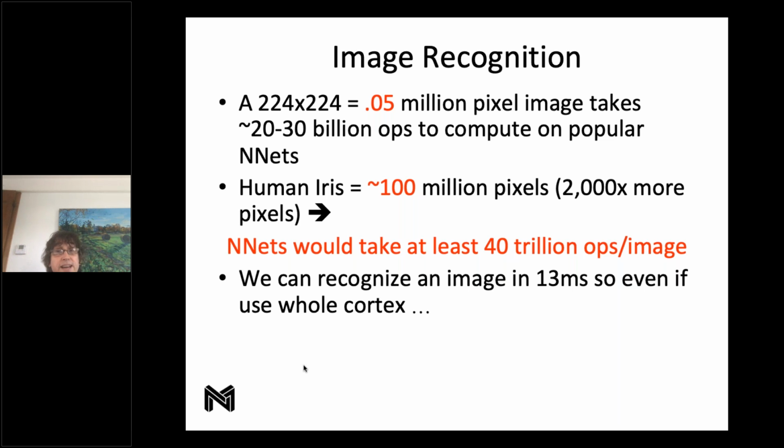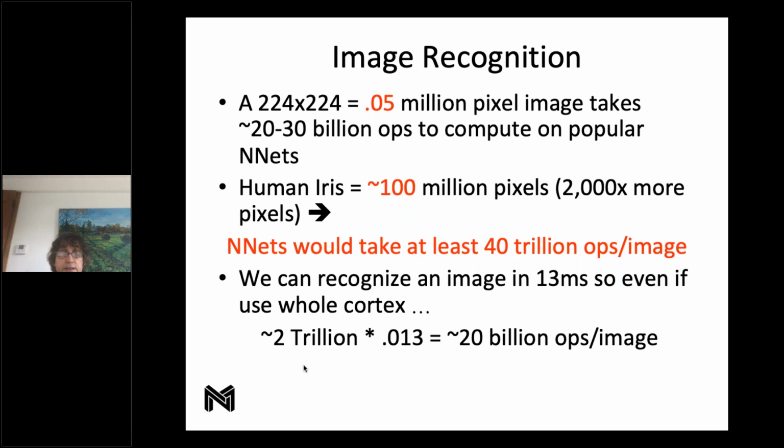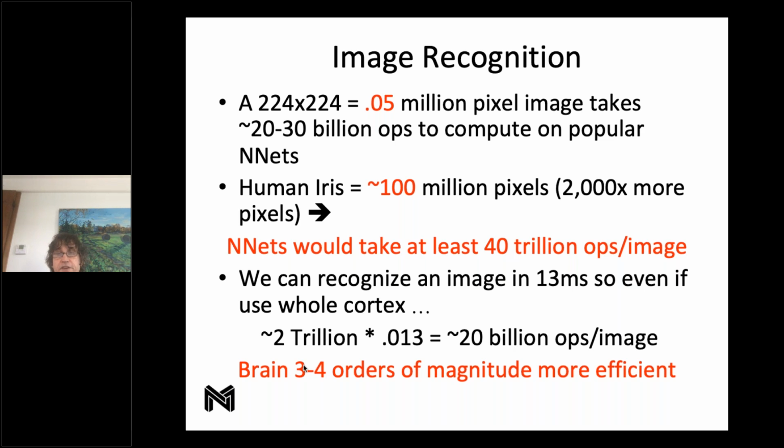And we recognize an image in 13 milliseconds, about a 100th of a second, as I showed you with that picture of Mount Fuji. In 13 milliseconds, you can tell what an image is. So with that calculation, let's say you use your whole brain, 2 trillion times 0.13 is about 20 billion operations. So 20 billion, compared to 40 trillion. So your brain is 3 to 4 orders of magnitude more efficient at recognizing images than we are with neural networks the way they're executed right now.